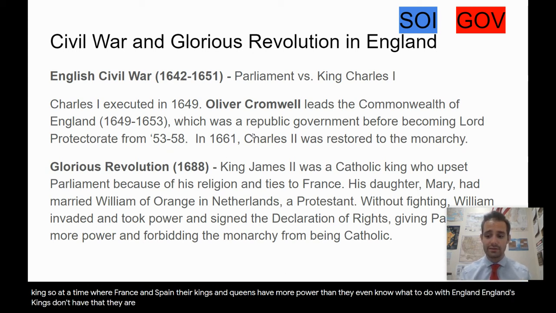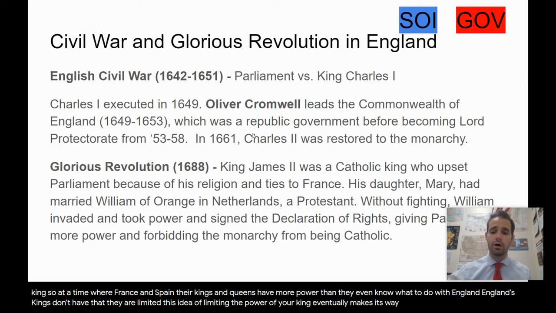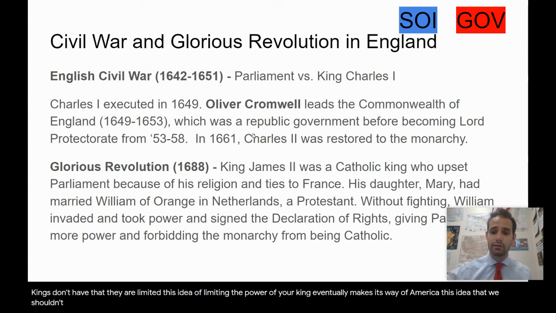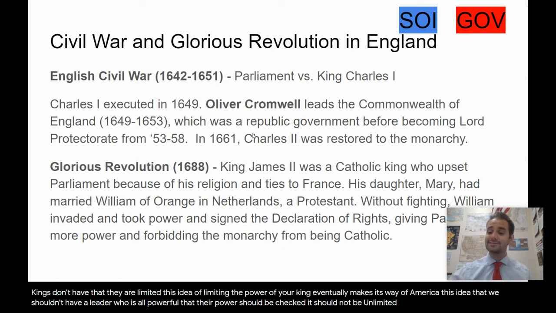They are limited. This idea of limiting the power of your king eventually makes its way to what will become the United States of America. This idea that we shouldn't have a leader who is all powerful, that their power should be checked. It should not be unlimited. That's a key part of our Constitution, and that comes from England.